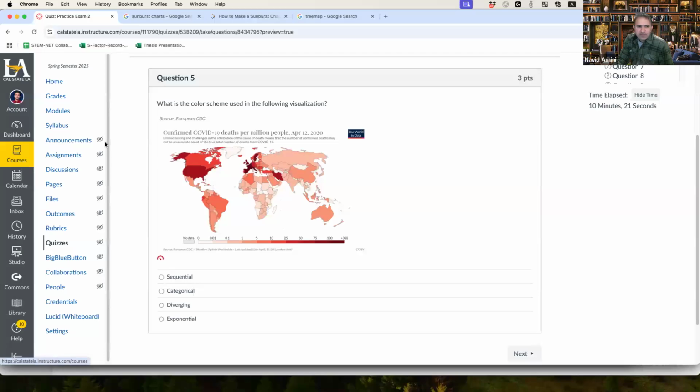What is the color scheme in the following visualization? It is not diverging, just like the quiz question earlier today. We only have one color, and we see that it can take any value. So it's sequential. It's not categorical. We don't have an exponential color scheme.